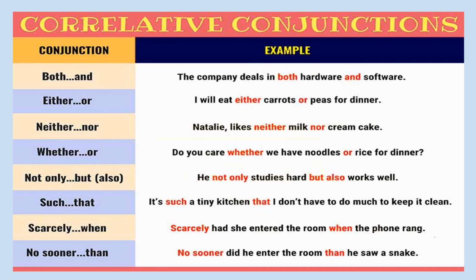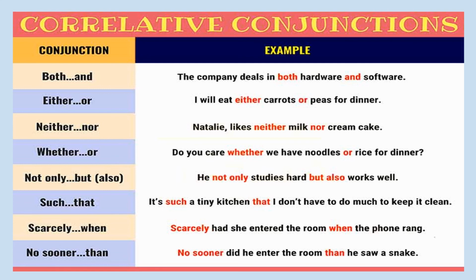Both and: the company deals in both hardware and software. Either or: I will eat either carrots or peas for dinner. Neither nor: Natalie likes neither milk nor cream cake. Whether or: do you care whether we have noodles or rice for dinner? Not only but also: he not only studies hard but also works well.